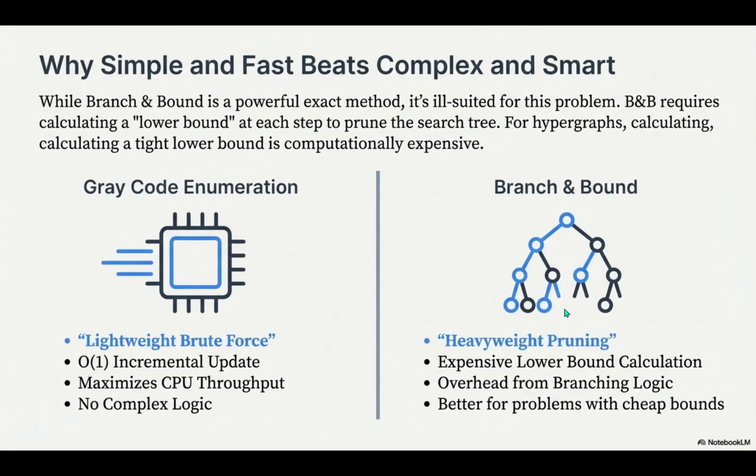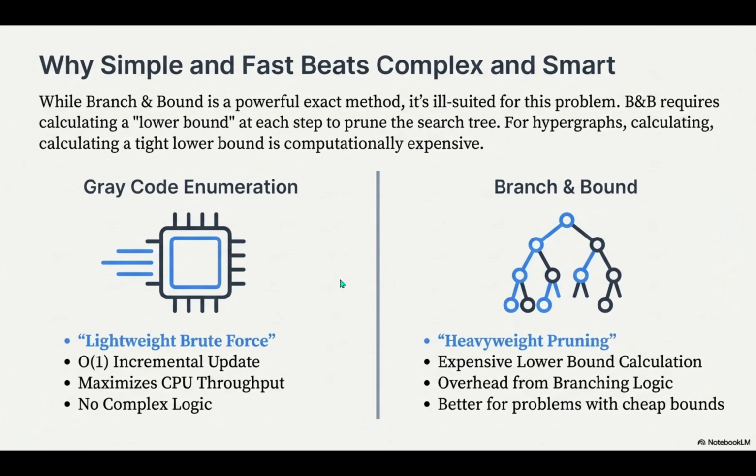So B&B spends all its time thinking about whether to check something, while the gray code approach just checks it, because checking is faster than thinking. That is the perfect way to put it. And that's our third key principle. Gray codes are the secret weapon. For a small enough problem, just enumerate every valid solution with constant time updates. It's faster and it gives you a provably optimal answer.